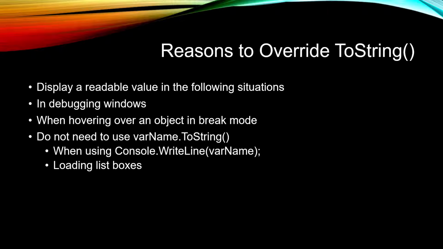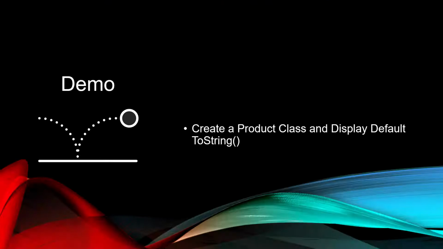You do not need to use var.ToString, for instance. When using Console.WriteLine, just simply use the var name. The ToString is implied. You might also use it when you're loading up list boxes. Let's go ahead and create a product class and display the default ToString result.